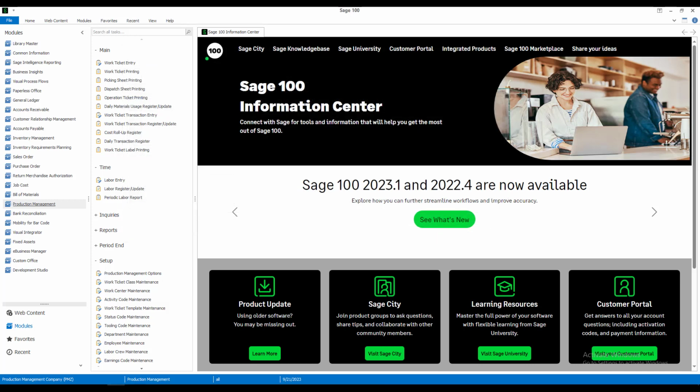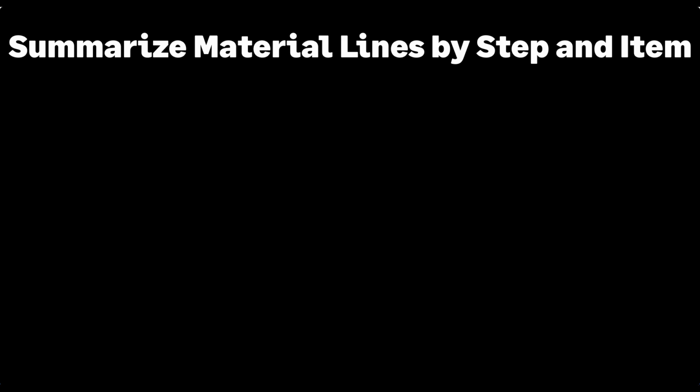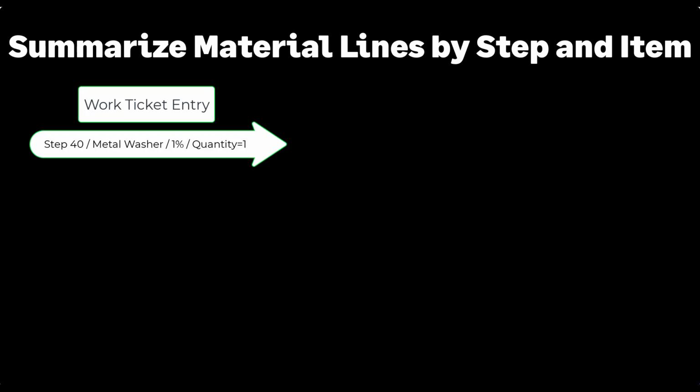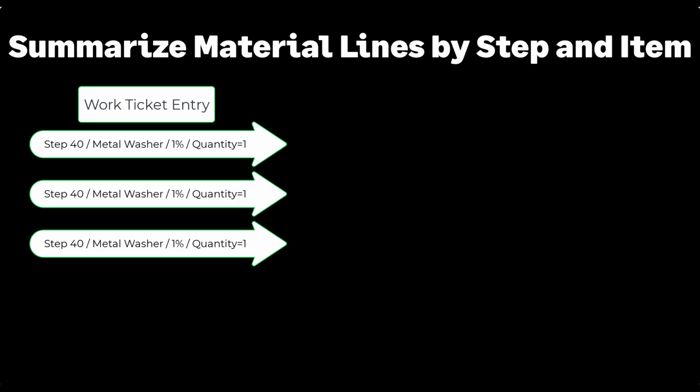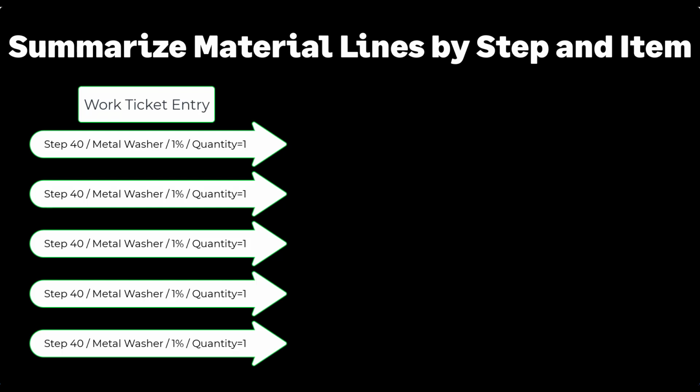Our next feature is one that returns to you a feature found previously in Sage's work order. It has come back in the form of an option in Production Management. Currently, in work ticket entry, if the parent item bill has options, multiple detailed lines for the same items, steps, and scrap percentage are created on the Materials tab, some of which cancel out, with one line being positive quantity and another being a negative quantity.